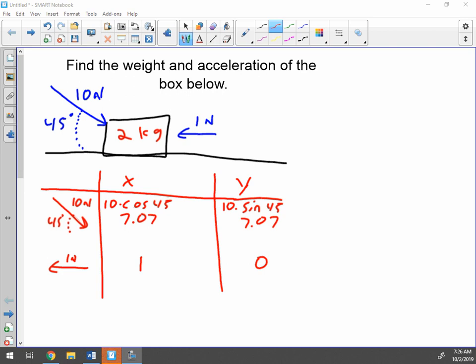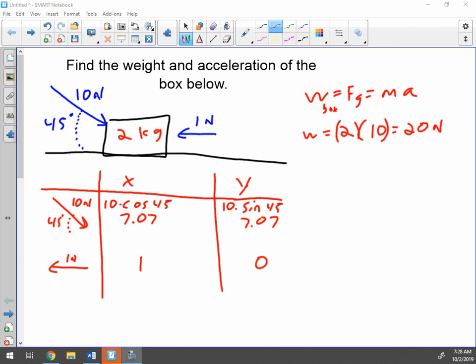So we're going to look at this in 2 directions. So let's look at the y direction. In the y direction, the weight of the box is equal to the force of gravity, which is equal to mass times the acceleration. So the weight of just the box without any force applied to it would be equal to the mass times the acceleration of gravity, which is 20.